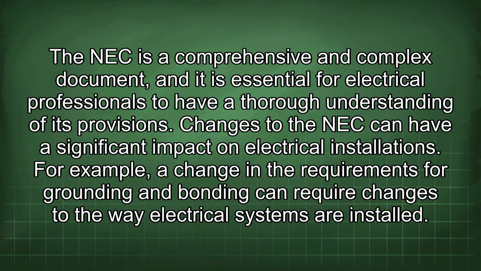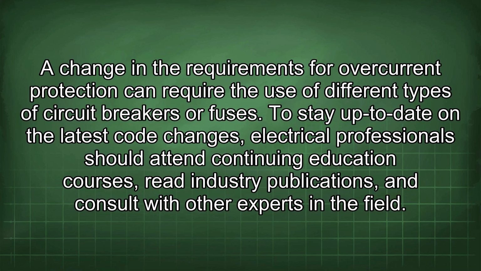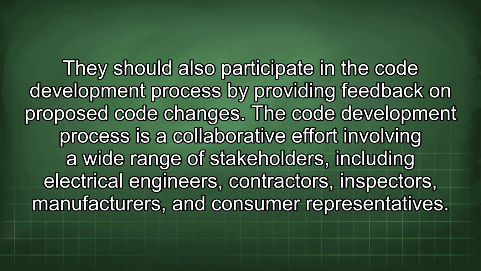For example, a change in the requirements for grounding and bonding can require changes to the way electrical systems are installed. A change in the requirements for overcurrent protection can require the use of different types of circuit breakers or fuses. To stay up to date on the latest code changes, electrical professionals should attend continuing education courses, read industry publications, and consult with other experts in the field. They should also participate in the code development process by providing feedback on proposed code changes.